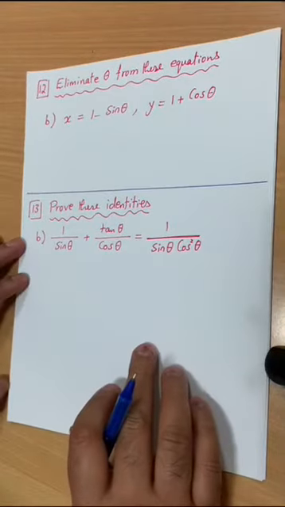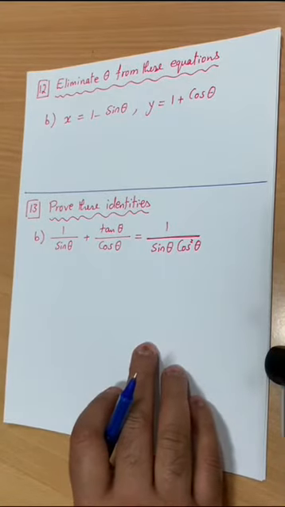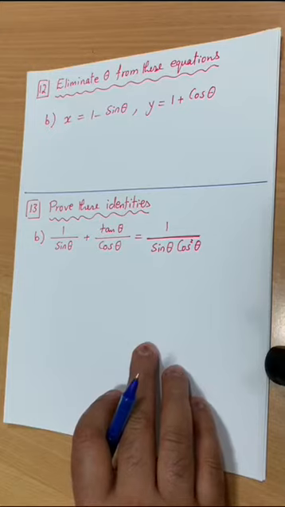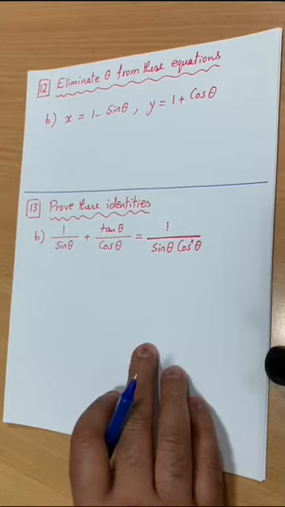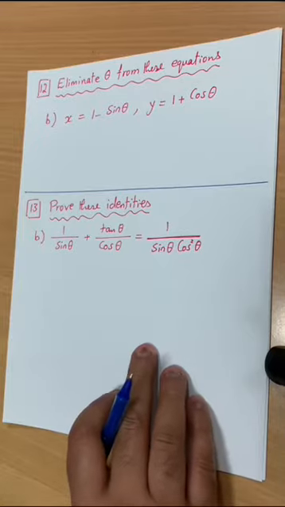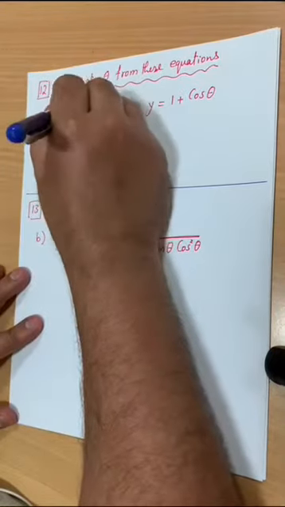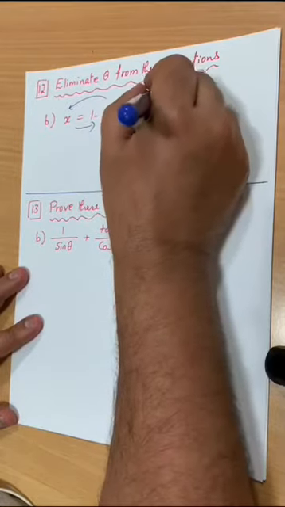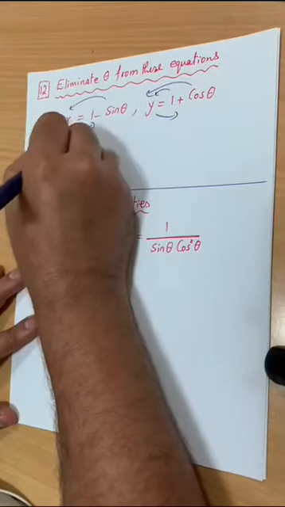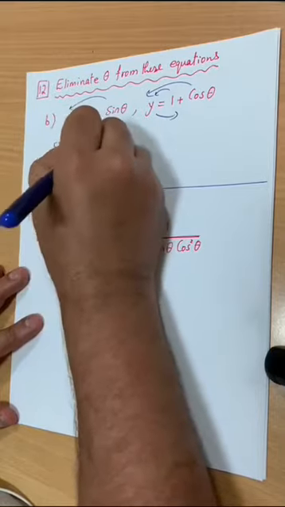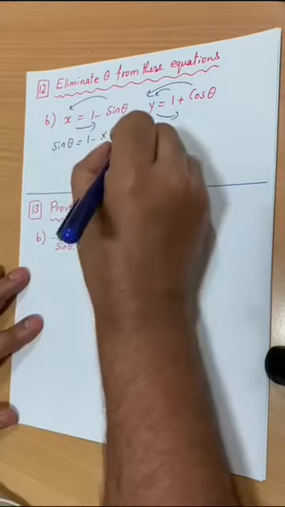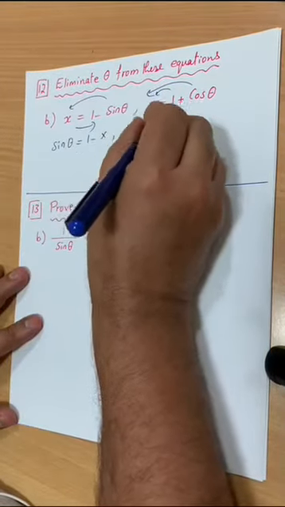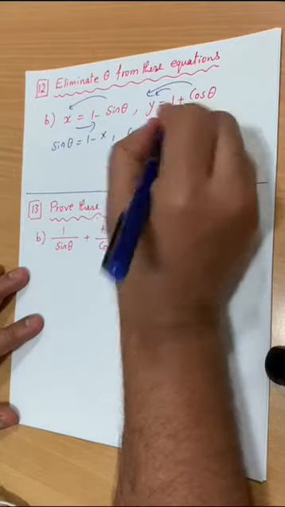Question: eliminate theta from these equations. Whenever it's required to eliminate theta, you have to make theta and its ratios the subject of the given expression. We're going to interchange the terms. We move the 1 to the left side, it's up to you. Here, sine theta equals 1 minus x. And if you move 1 to the other side, you'll have cosine theta equals y minus 1.